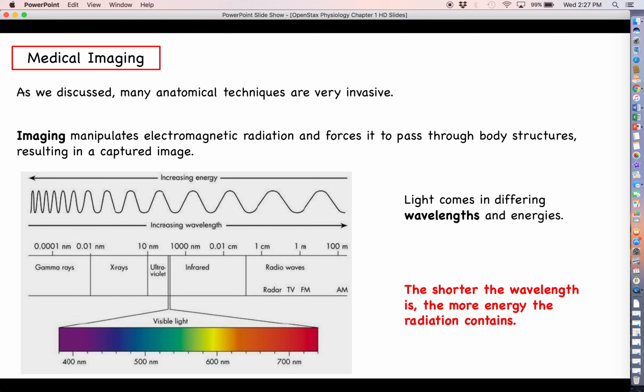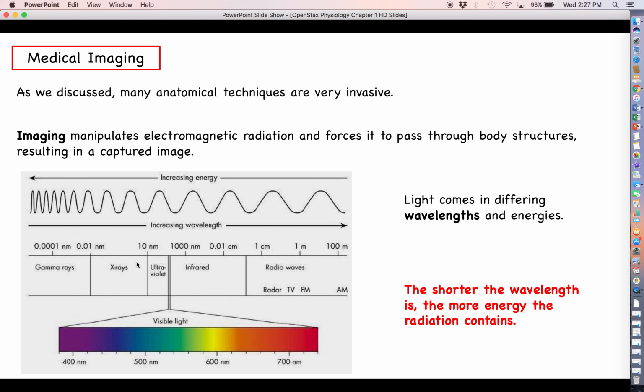So if we look at some of the different types of light that are listed here, the ones that have the most energy are going to be listed here on the left because they correspond to the light that has the shortest wavelength. So gamma rays are going to have the most energy. Living here on Earth, we don't ever get exposed to gamma radiation, and for good reason, because it would fry us for sure. X-rays are next.